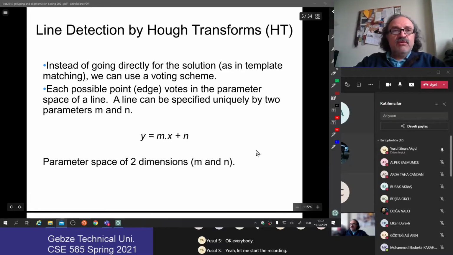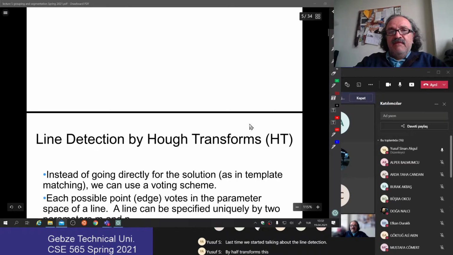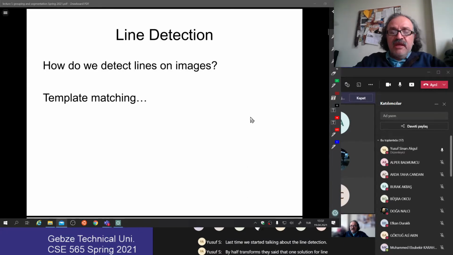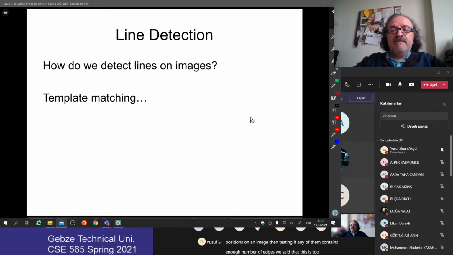Last time we started talking about line detection by Hough transforms. We said that one solution for line detection is template matching, trying out all possible line positions on an image, then testing if any of them contains enough edges. We said that this is too expensive. Even if we have only a handful of edges on our images, we have to test everywhere.